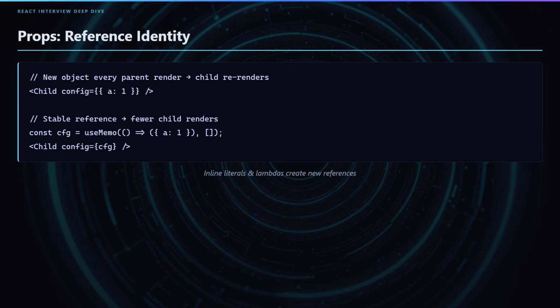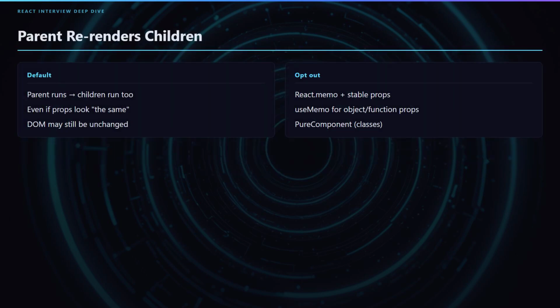Children re-render when props change, again, by identity. A brand new object or function literal on every parent render is a new prop reference, so the child re-renders even if the values look the same. That is why inline-style objects and inline callbacks are common performance footguns. Even without prop identity changing, when a parent re-renders, React still reruns child component functions by default. Memoization with React.memo, useMemo for stable props, or class pure component are the usual ways to opt out.